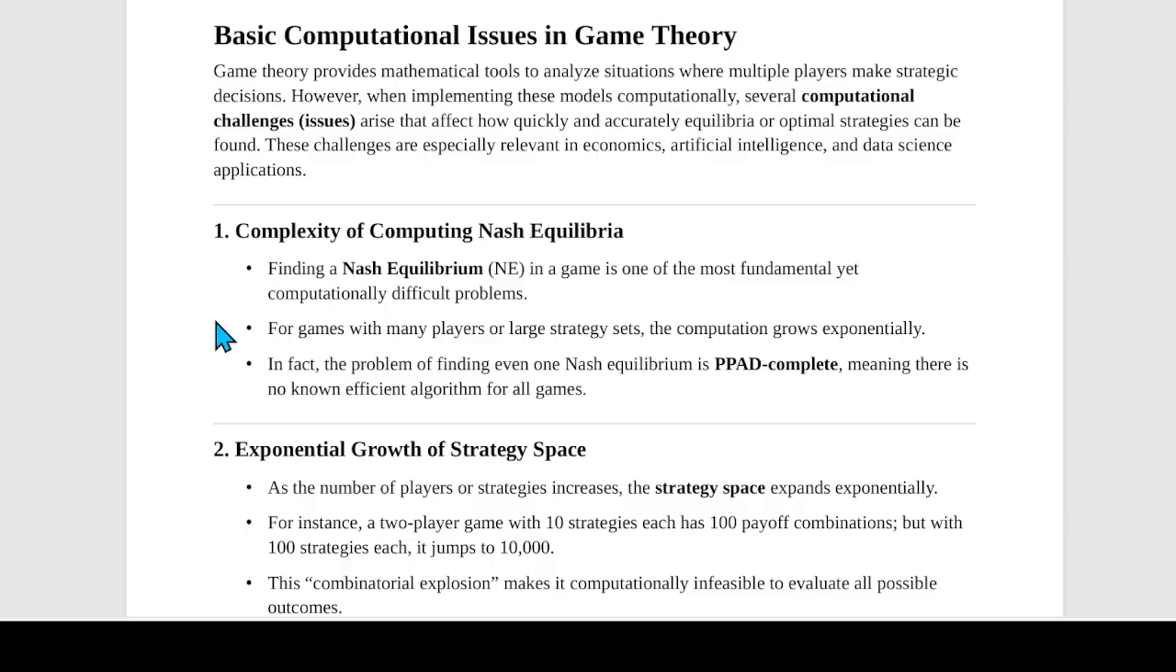Now what is it called? It's called a PPAD complete problem. It means no fast method exists for all games.